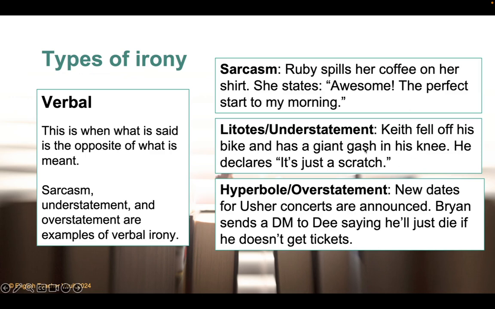This example reminds me of Romeo and Juliet, where Mercutio says, "Oh, it's just a scratch, it's just a scratch," but he's actually been stabbed and is dying. That's understatement, a type of verbal irony. You see how that's a little different than sarcasm. And then overstatement is when we use hyperbole. It's not exactly the opposite, but it's an overstatement of what somebody actually feels. Our example here: Brian sends a DM to D saying he'll just die if he doesn't get concert tickets. So it's extreme. It's not literal. Verbal irony is not literal.